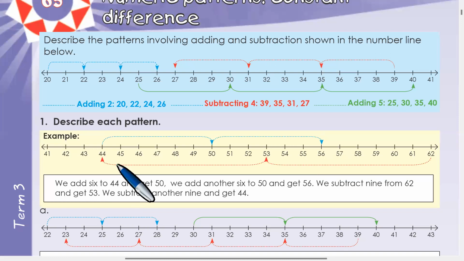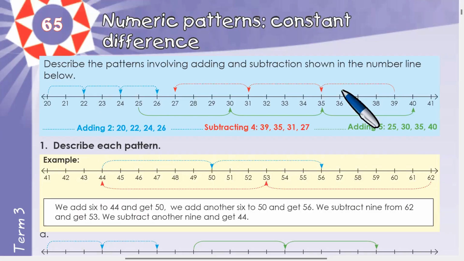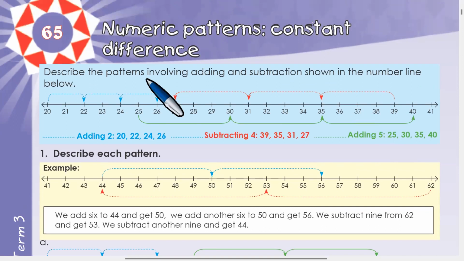So if you look at the addition of 5 in the green color, you start and move towards the right. 25, you add 5, get 30, and so on. So obviously here we're speaking of what you call a constant difference, and this is shown in the number line. Now, if you had to describe each pattern like in the following example, if you have 44 and you add a number like 6 to 44, you get 50, and you add 6, you get 56.